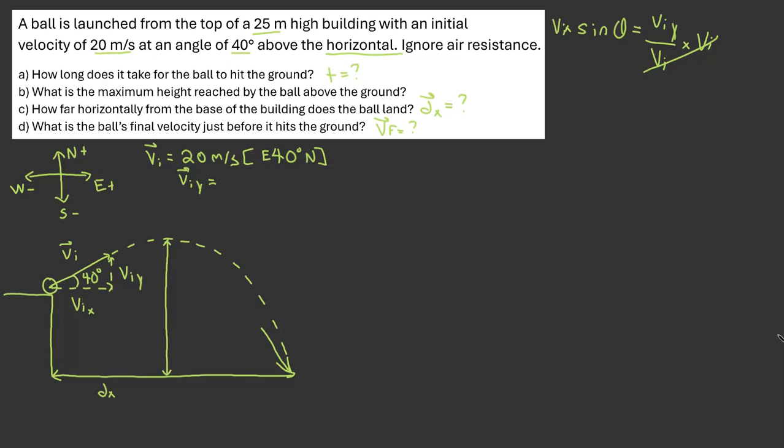So I'll get that VIY, our initial velocity in the y dimension, is equal to our initial velocity, that actual value, times sine theta. So that'll be 20 sine 40 degrees, where 40 degrees is our theta, our angle. And also, that's going to be in the northward direction, so this will be a positive value.